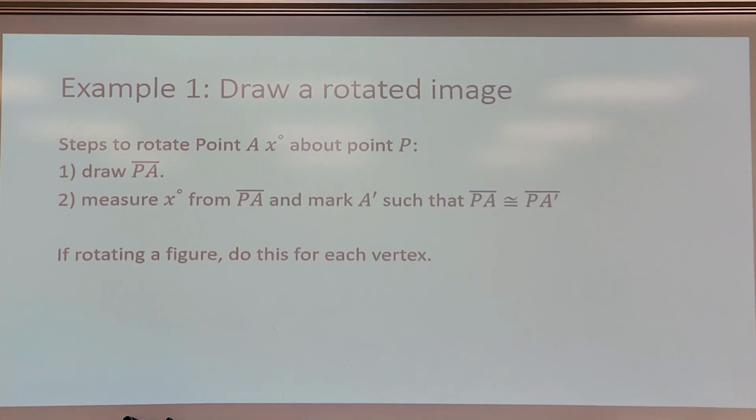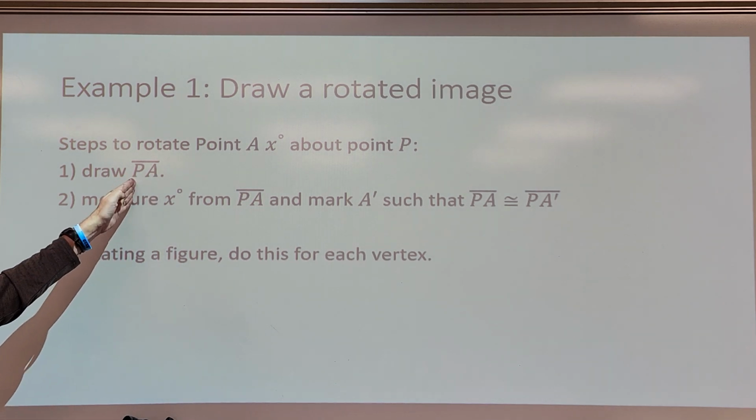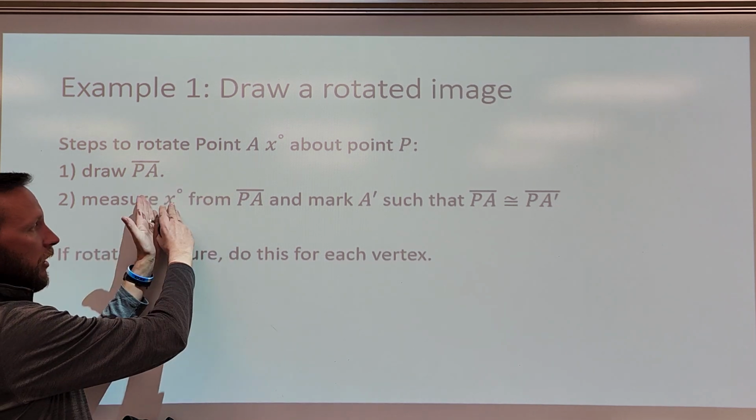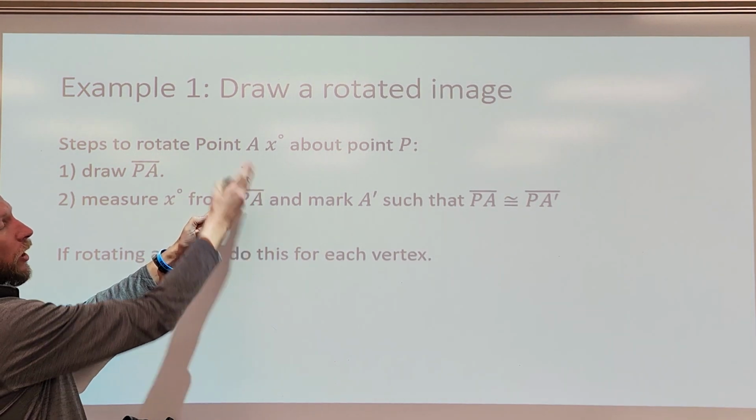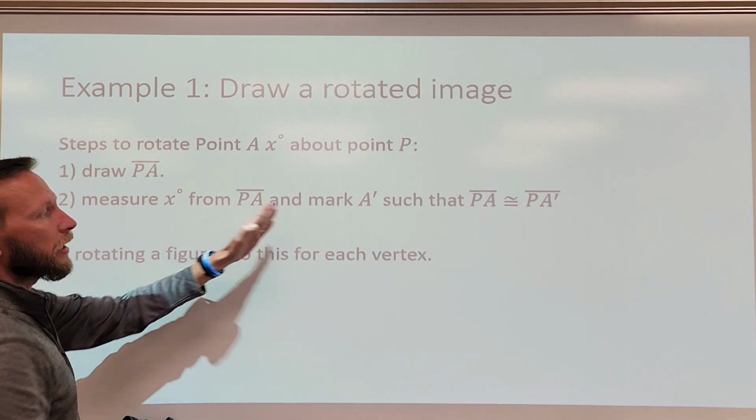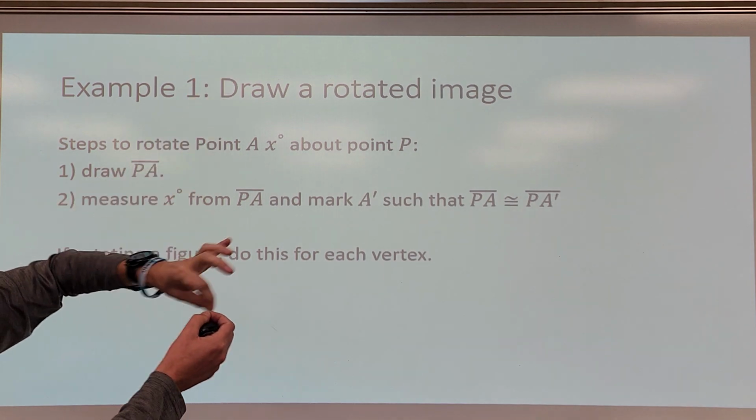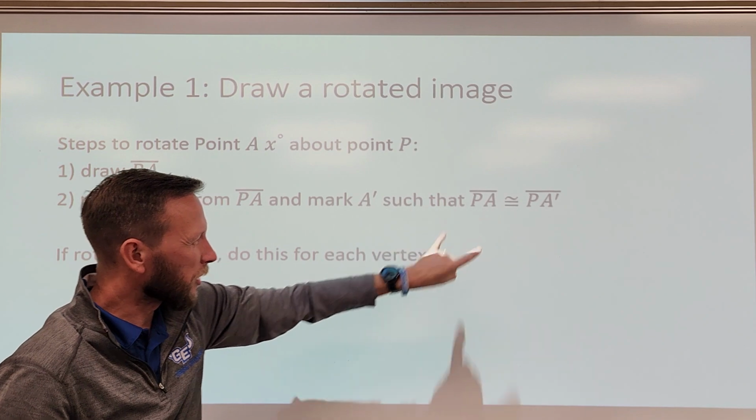So the way that we are going to do that is we're going to start by drawing our segment that connects the point that we are rotating to the point of rotation, the center of rotation. Then we use our protractors to measure a certain amount of degrees from that location, centered on point P, and then we will mark PA prime the same distance as PA so that we can know where that new point is.